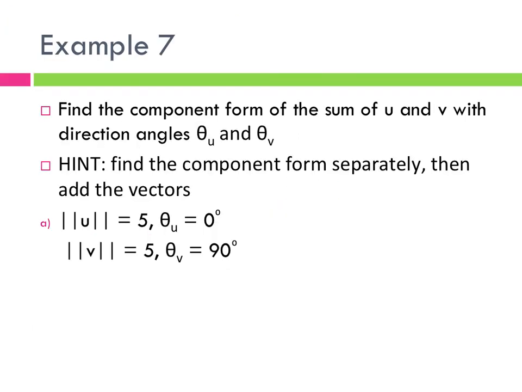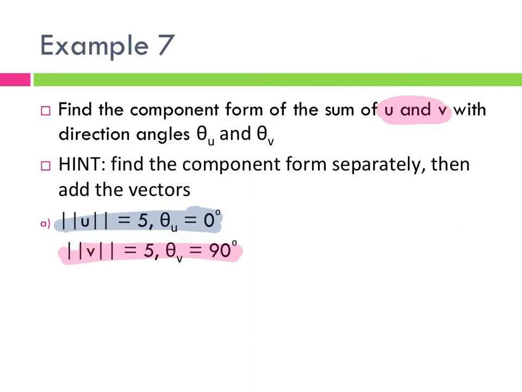Find the component form of the sum of u and v with direction angles theta u and theta v. And the hint: find the component form separately and then add them together at the end. So I'm going to have to find the component form of u using what we just did. I'm going to find the component form of v, and then to find u plus v, I just add the two x's and I add the two y's.